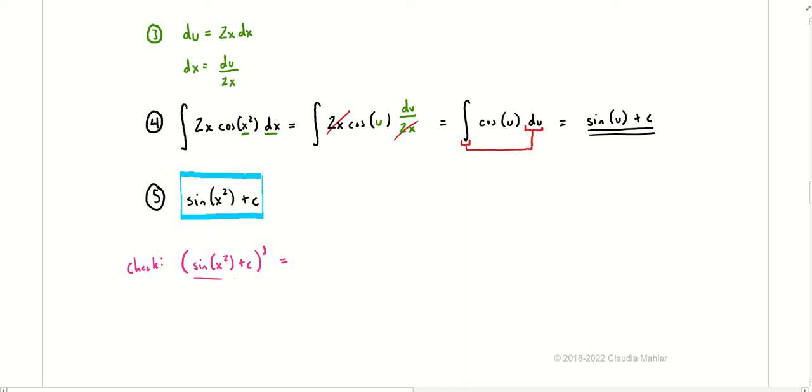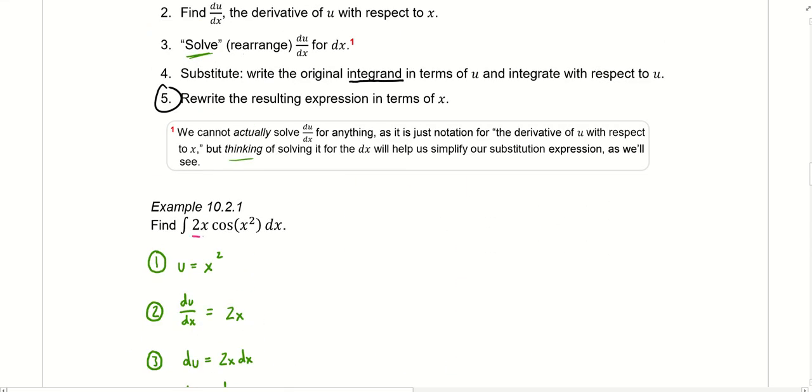So sine of x squared, that's a function within a function, sine of something, where the something is more than x, so I need to use the chain rule. So sine of something, the derivative of that is the cosine of something, so cosine of x squared. Using the chain rule, I'm going to multiply that by the derivative of my inner function. Derivative of x squared is 2x. Plus the derivative of c, well, c is just a constant, so its derivative is 0. So what do I get? I get 2x times the cosine of x squared, which is exactly the thing I was trying to integrate here.